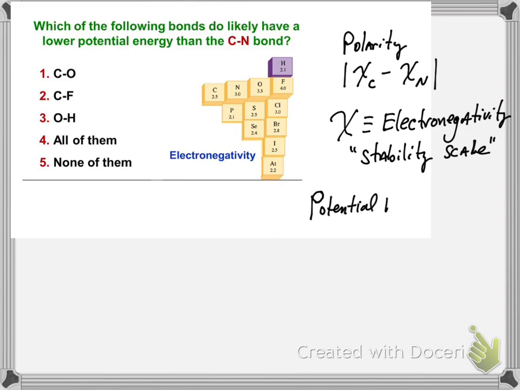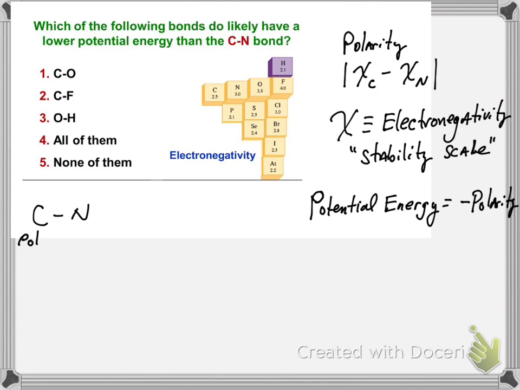So polarity for CN. Okay, so once we have the polarity, then what we'll do is we will take the negative of the polarity and call that potential energy. So what we're asking here is, when it says which one is the lower potential energy than CN, we're saying which one is really more polar, because when you take the negative value, that would have a lower potential energy. So let's look at the numbers.